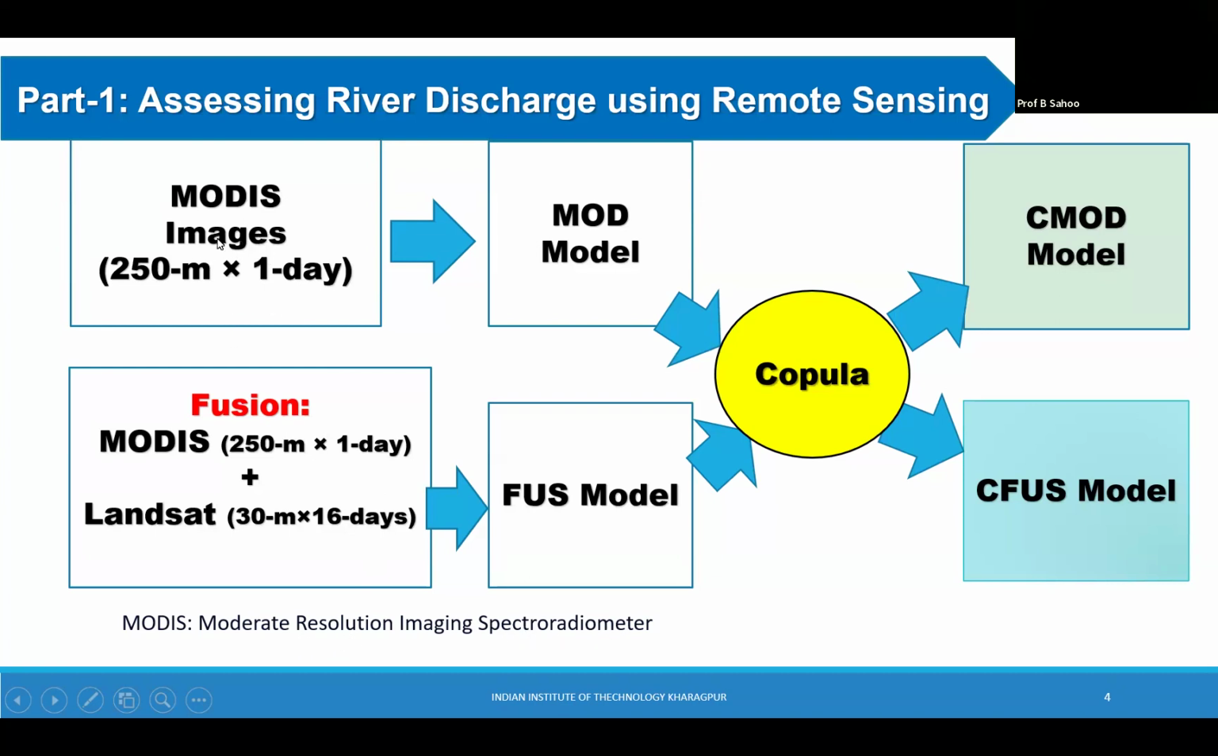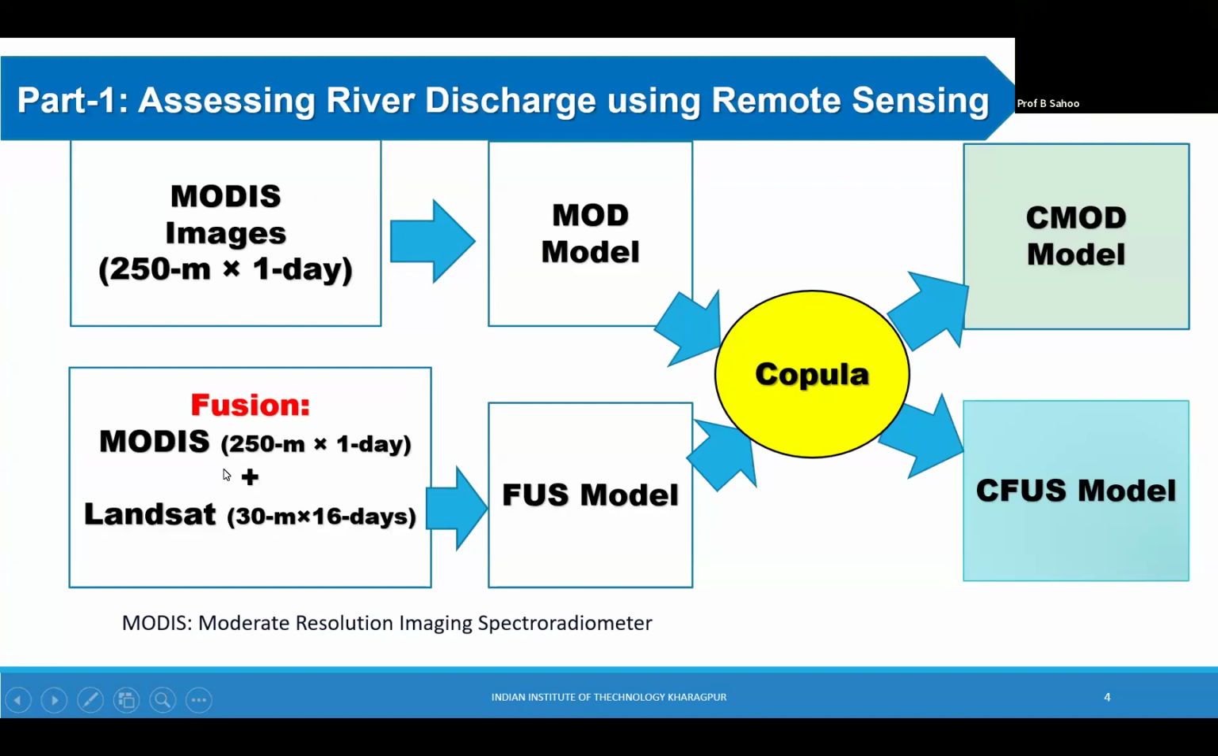So this is satellite information which is freely available in the public domain, with a spatial resolution of 250 meters. That means one pixel has 250 meter by 250 meter resolution, and we can get this data on a daily basis. When I'm using this data, I'm calling it the MOD model. MOD is coming from MODIS.